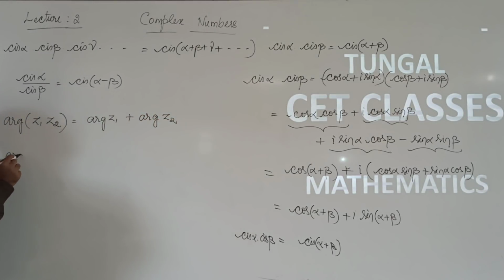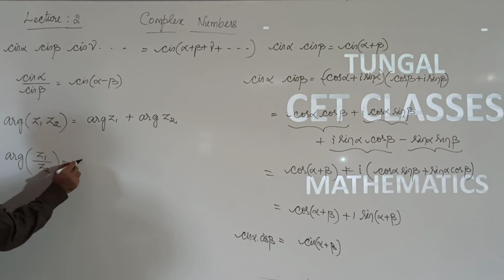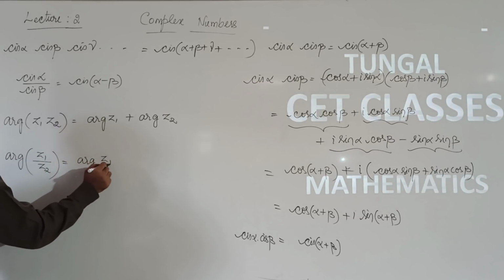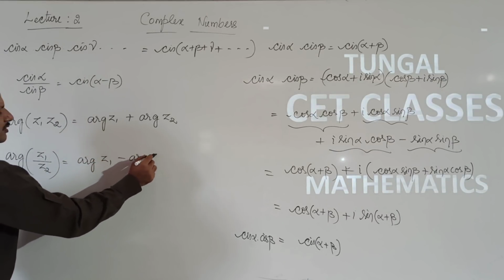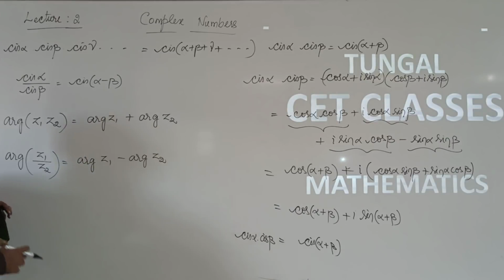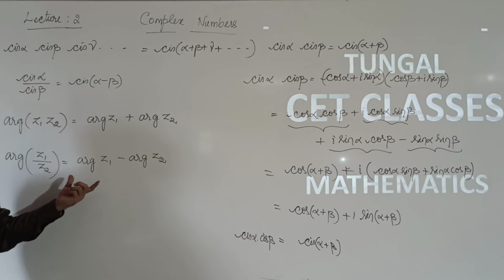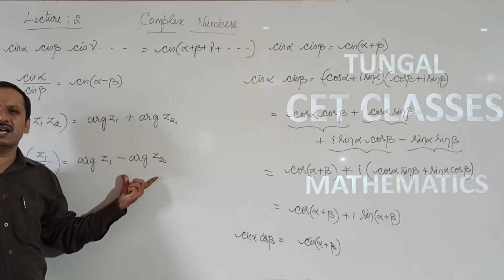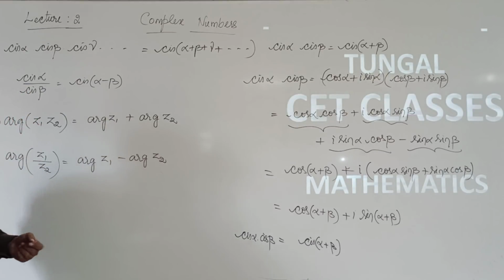Then argument of z1 by z2 is equal to argument of z1 minus argument of z2. Argument of z1 by z2 is equal to argument of z1 minus argument of z2.